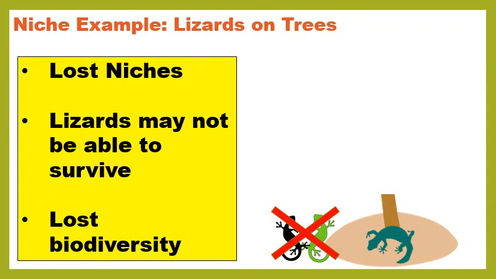So I've lost niches. There's a really good chance my black and my green lizards won't be able to survive, and now I've lost biodiversity. That is why niches, and preserving niches, are really important to maintaining biodiversity. Again, high biodiversity equals a more stable ecosystem.